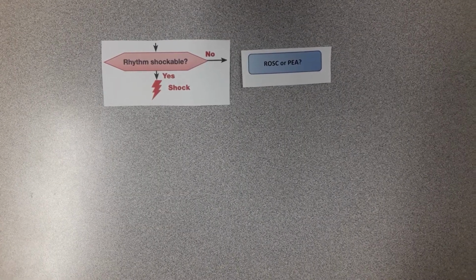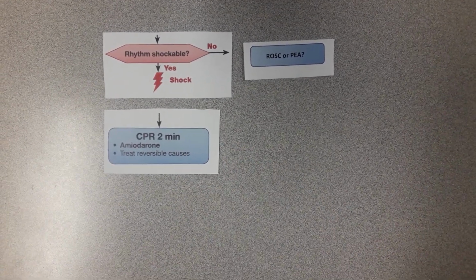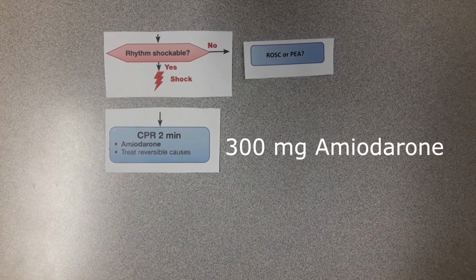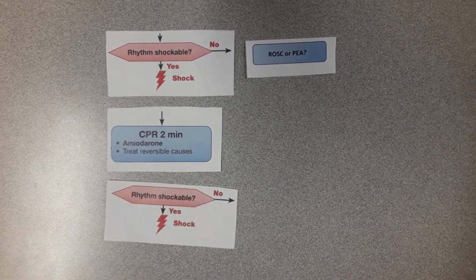After delivering the shock, immediately resume CPR for another 2-minute interval. Within this interval, administer 300 milligrams of amiodarone. At the end of the interval, do your fourth rhythm check.